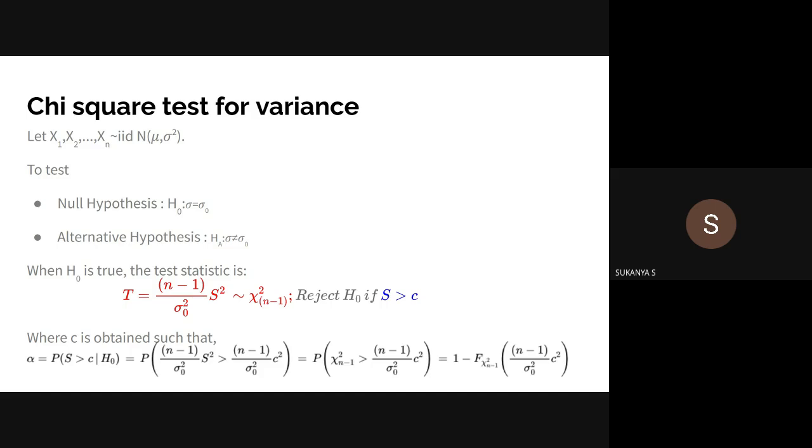And the sample variance s square is what is denoted here. N minus 1 s square by sigma naught square actually follows a chi-square distribution with n minus 1 degrees of freedom. That is how you end up using a chi-square test, or what it is named after. And sorry, again, you would actually check if sigma is greater than sigma naught, you will have the criteria as s greater than c.